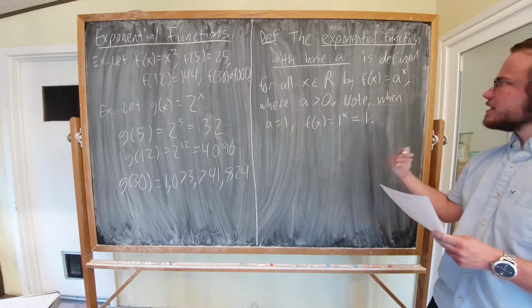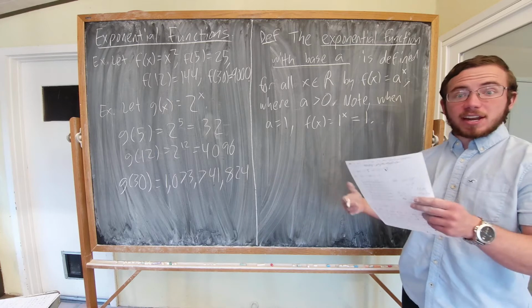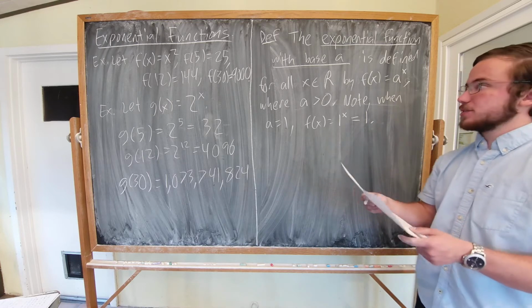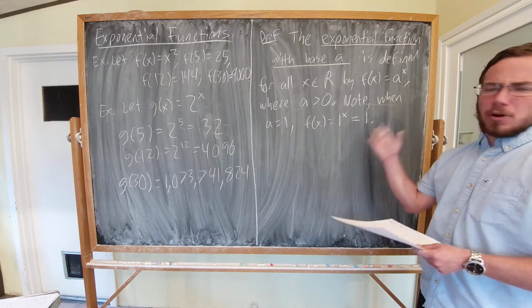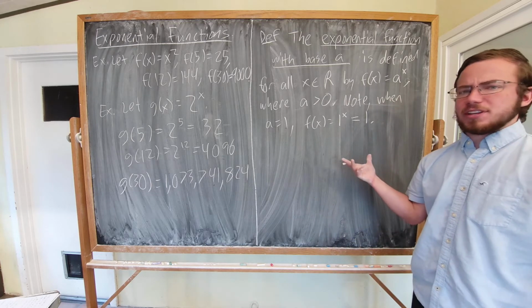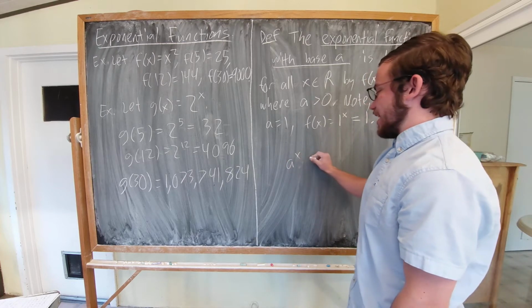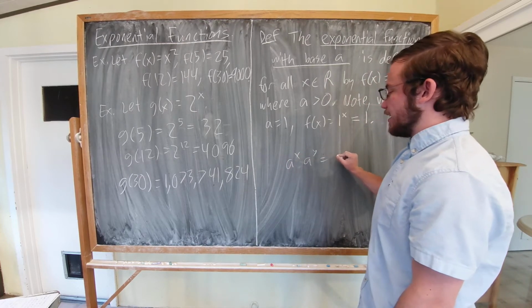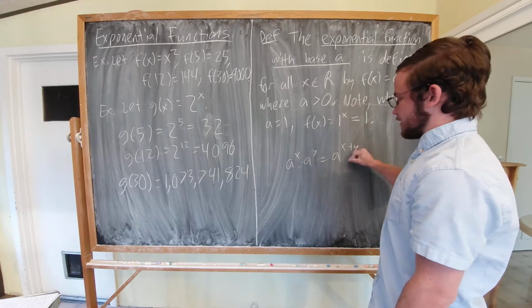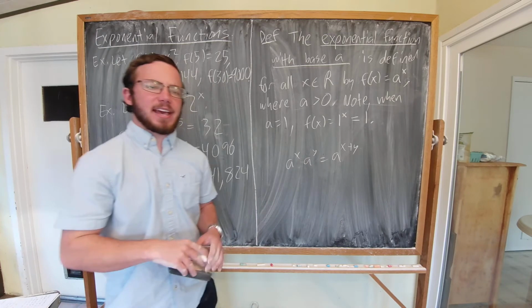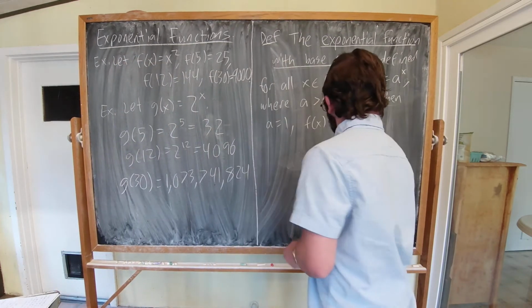So, as I said, these naturally come up in population dynamics, and this actually is a very natural function in economics. Also, quick note, your book says this explicitly, but all of your standard exponent laws still apply. So if you're working with a to the x times a to the y, that is still equal to a to the x plus y, and that's true for every choice of real numbers x and y. So that's nice.